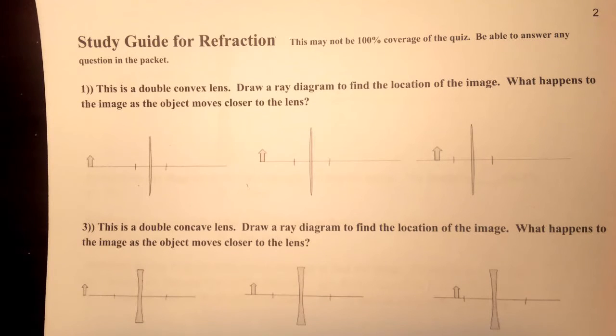Study guide for the refraction quiz. Number 1. This is a double convex lens. Draw a ray diagram to find the location of the image. What happens to the image as the object moves closer to the lens?